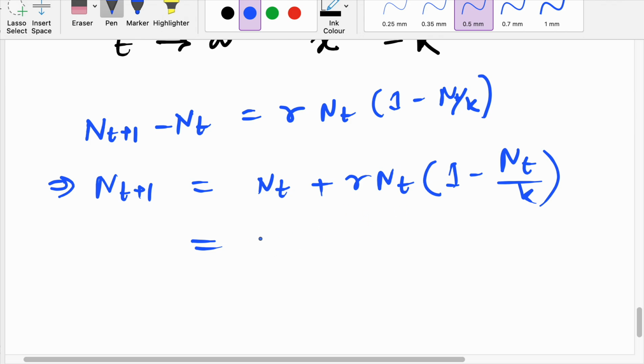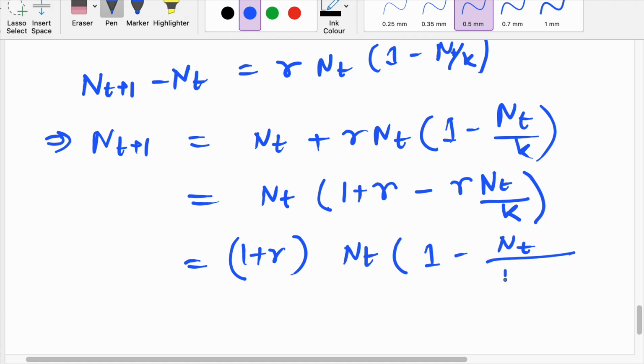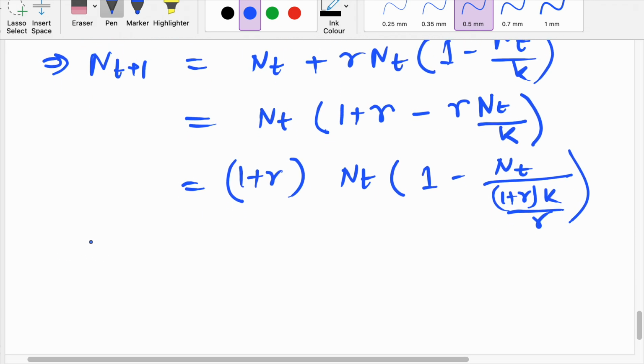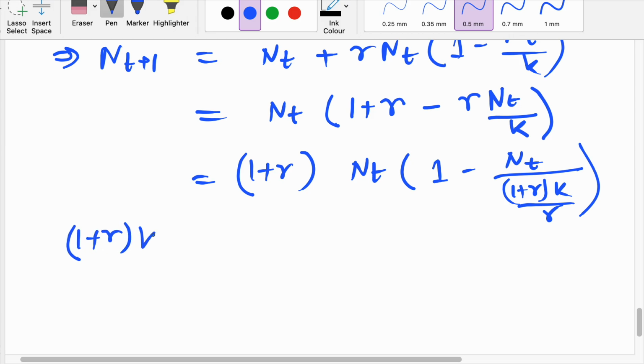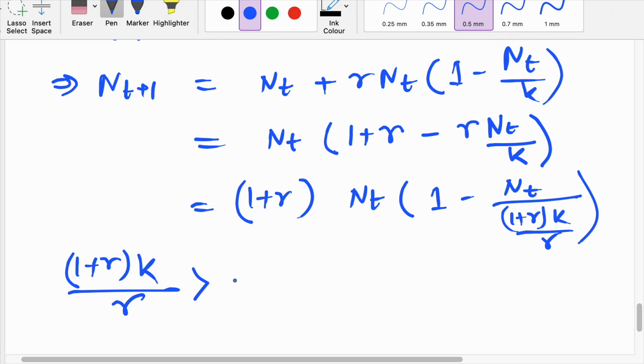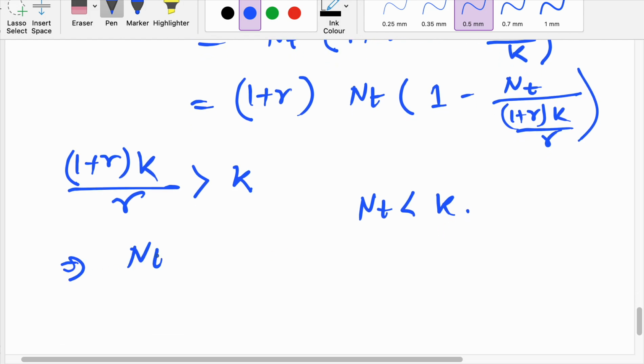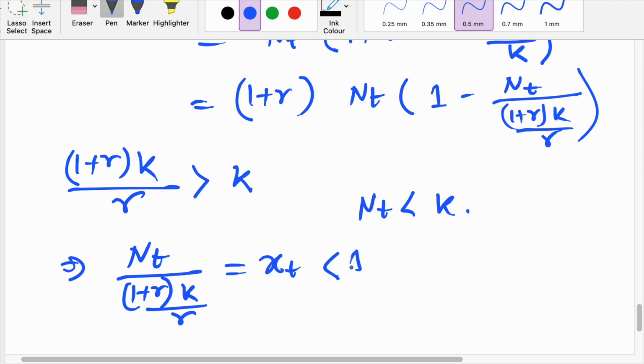Now if I take N(t) out, N(t) (1 + r) minus r N(t) by K. If I take out the 1 + r, it will be N(t) into (1 - N(t) / ((1 + r)K/r)). Now I renormalize N(t) by this factor (1 + r)K/r, because the population grows to a maximum of K and this factor is always greater than K, and N(t) will always be less than K. So if I do the renormalization, N(t) / ((1 + r)K/r) = x(t), this will always remain between 0 and 1.